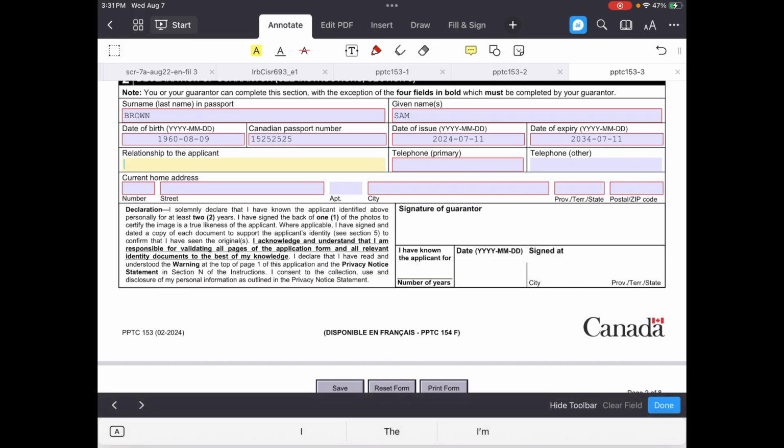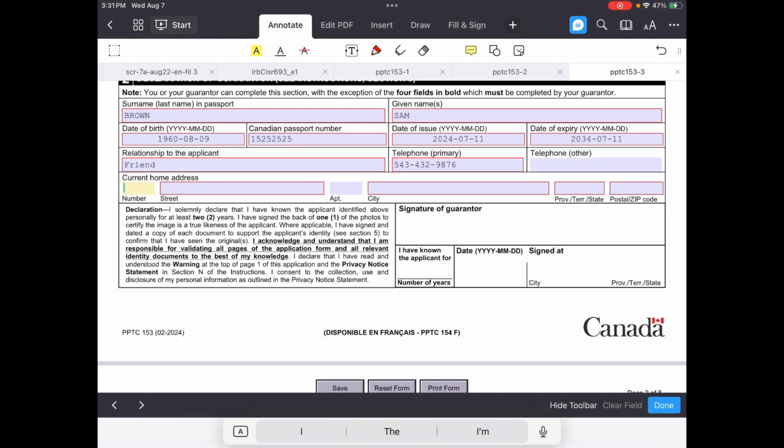Then you have to say who this guarantor is to you, the relationship to you. In this case, we're just gonna say it's my friend. Then you have to include their phone number. So the guarantor's phone number, we're gonna say it's this one. If they have any other phone number, you can include it here.